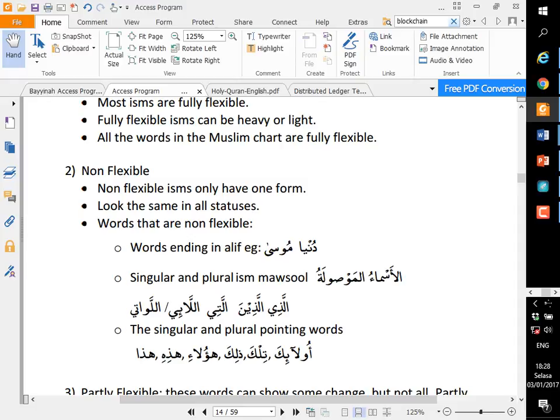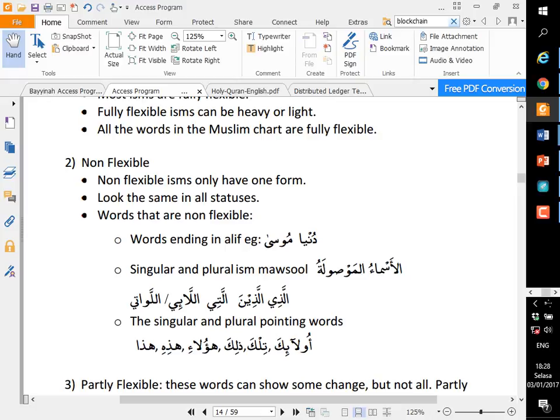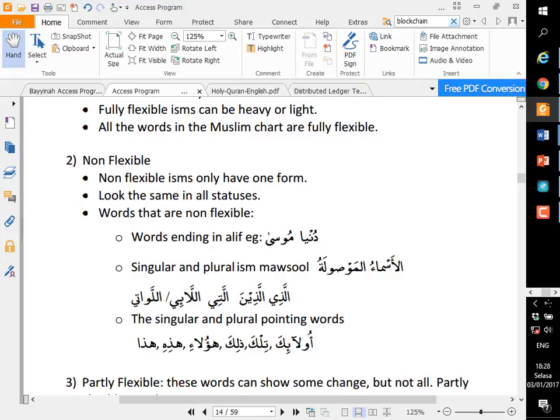And also for singular and plural ism mausul, you will learn later in the far future. Ism mausul is ism for those who, or this who, that who. That's the basic translation. So alladhi, alladhina. It is ism, but we cannot change the form of the word. It always looks the same, whether it is rofa, nasab, or jar. And how can we decide when it will be jar, nasab or rofa? It depends on the context. It depends on the whole sentence.